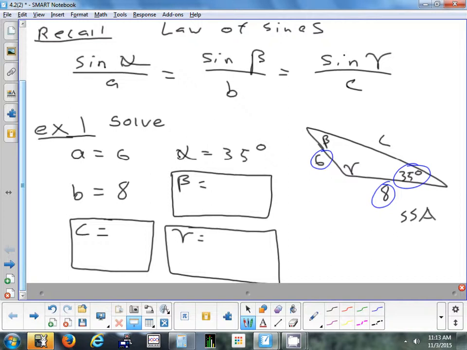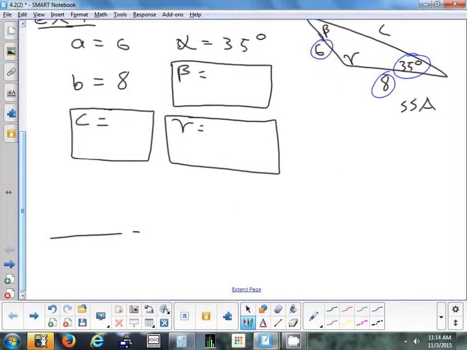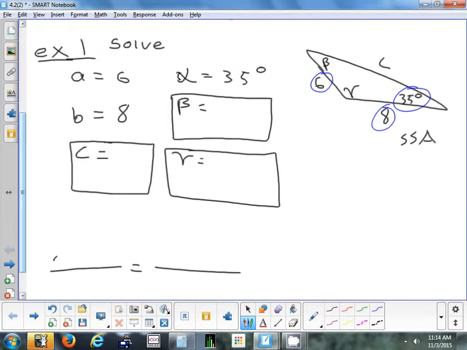All right, out of beta, gamma, and C, I have to find one of these first. Which one? Beta. Yeah, we got to do beta. Okay, if you've got a row that's empty, ignore it. Can't do anything with an empty row. All right, so let's set it up to find beta. Okay, Jess, can you give me 1/2 of what I'm going to put into that proportion? Sine of 35 over 6.